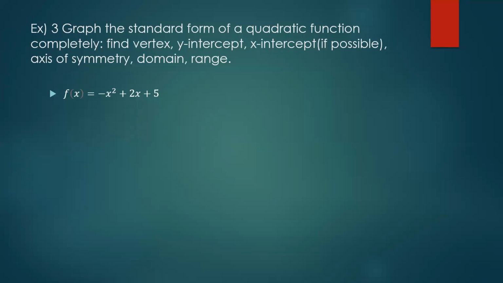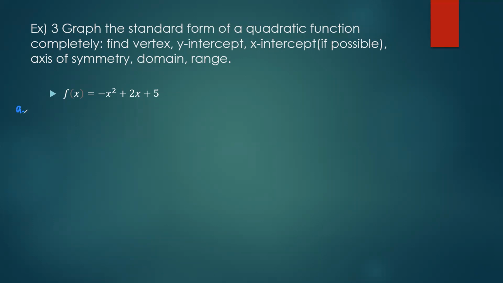Hello, this is part two of graphing standard form quadratic functions. So let's just finish up. We have y equals negative x squared plus 2x plus 5, and we've got to graph it completely. Let's find the vertex first. Let's figure out our a, b, and c.